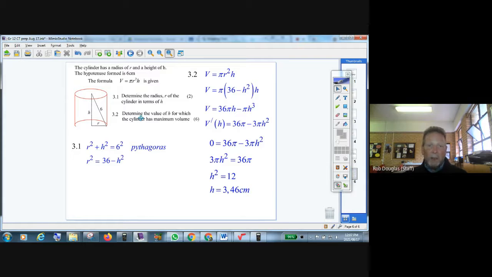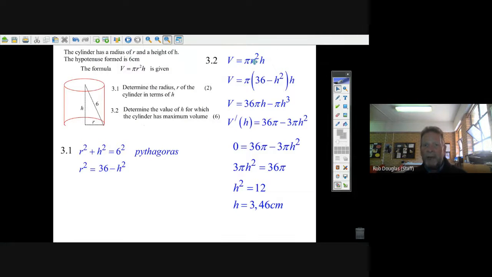Now, determine the value of h for which the cylinder has a maximum volume. So what we want to do is take that r squared and replace it with the new thing we know in terms of h. It's 36 minus h squared. Well, now we can multiply it out. Pi times h is pi h, times 36 gives me 36 pi h. Pi h times h squared, well, h times h squared is h cubed, so it's minus pi h cubed if you multiply this out properly.